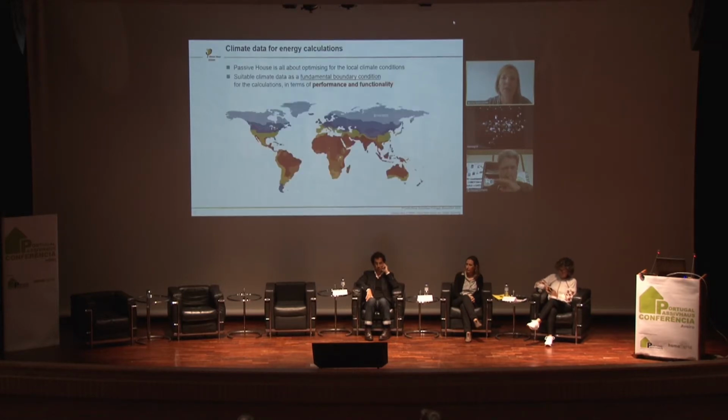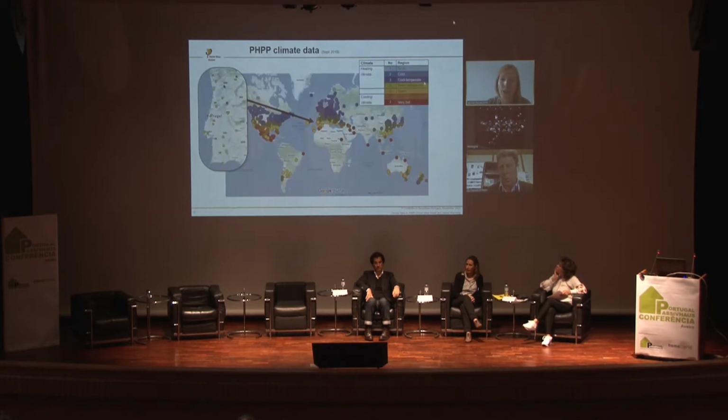So as a starting point, the climate data is extremely important. When we design passive houses, it is all about designing buildings that have a high comfort level and a high level of efficiency for the specific location. So a passive house in a hot climate can look very different to a passive house in a cold climate. So the climate data really is a fundamental boundary condition for our energy calculation.